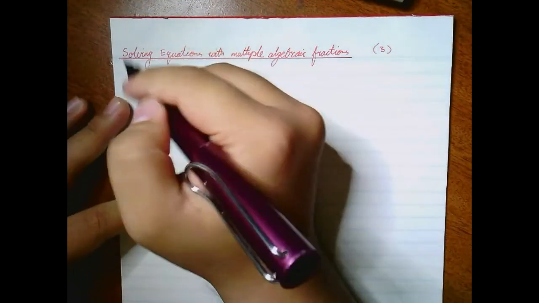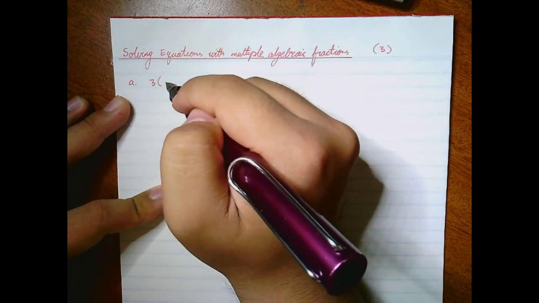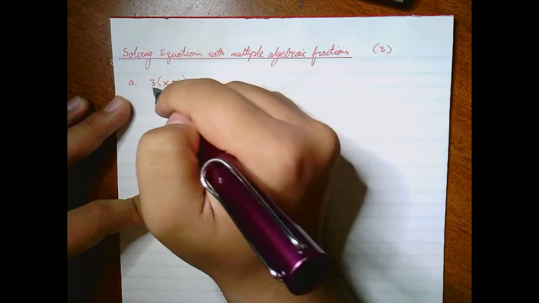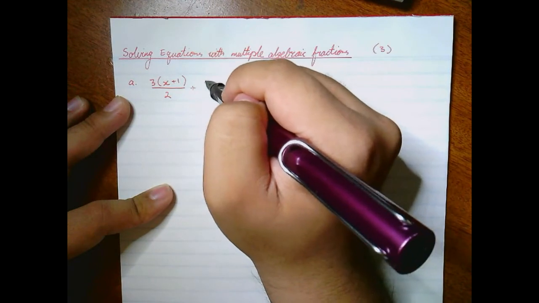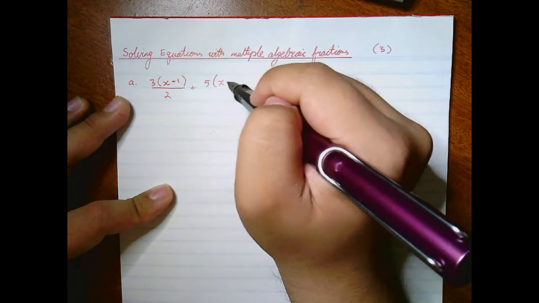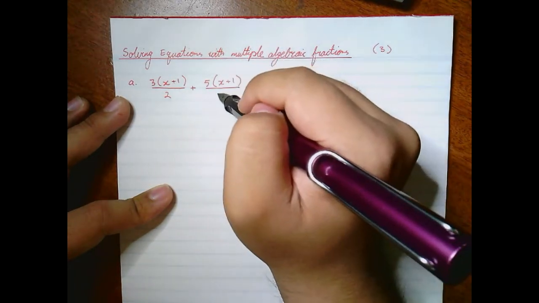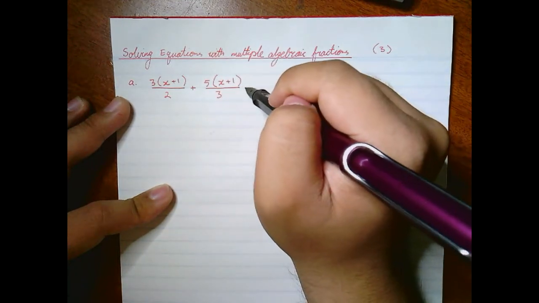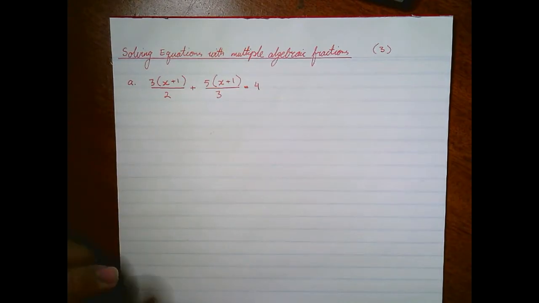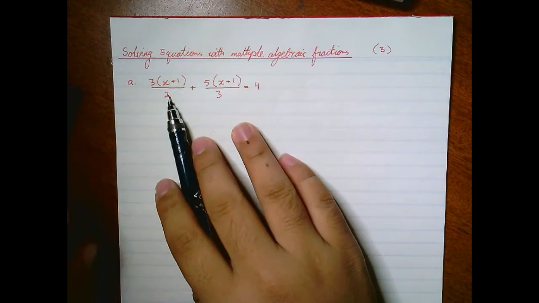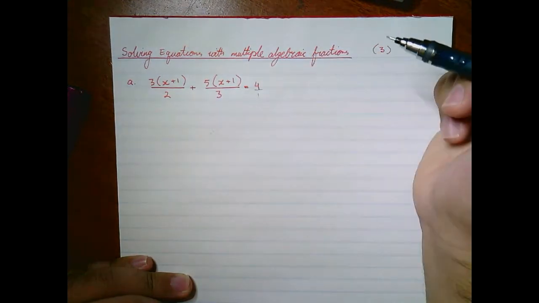Okay, so let's consider the following equation. We have 3 outside the bracket of x plus 1 over 2, plus 5 outside the bracket of x plus 1 whole over 3, is equal to 4. Once again, we want the lowest common multiple between all these fractions. Remember, anything with a whole number is a fraction over 1.